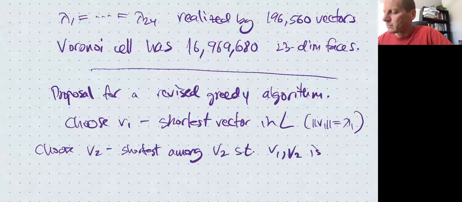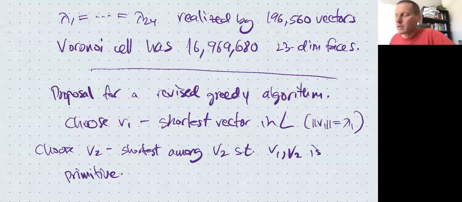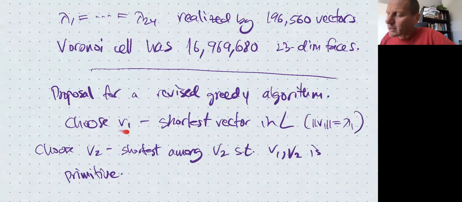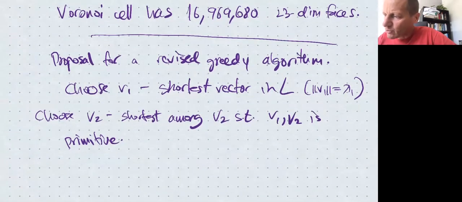So in other words, not only do I want to require that V1 and V2 are linearly independent, I also want to require that I can complete them to a basis. We saw in the previous lecture last week that for the first vector to be primitive, in other words, for this vector to be completable to a basis of the lattice, it's enough to assume that it's the shortest non-zero vector. I'll remind you what we saw last week.